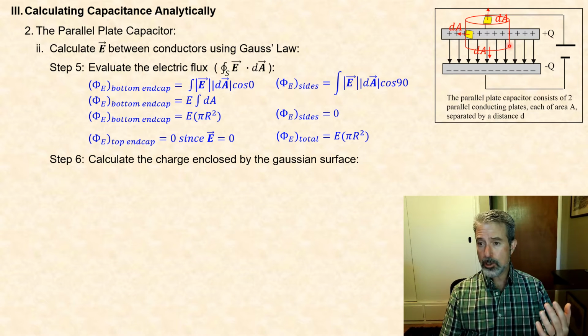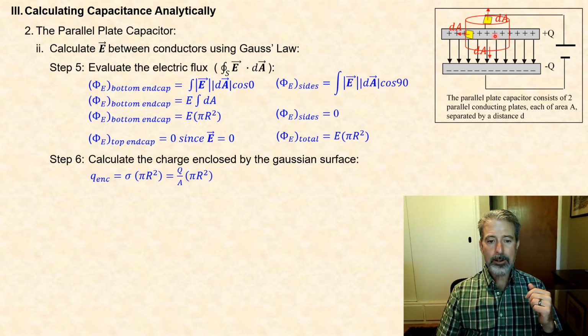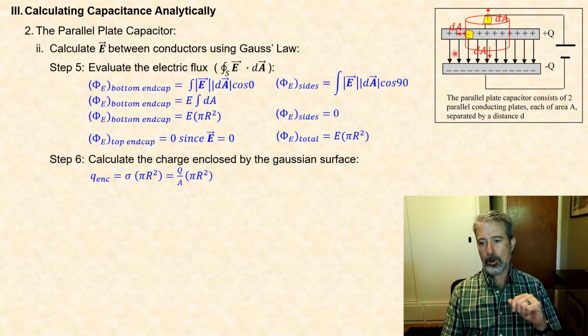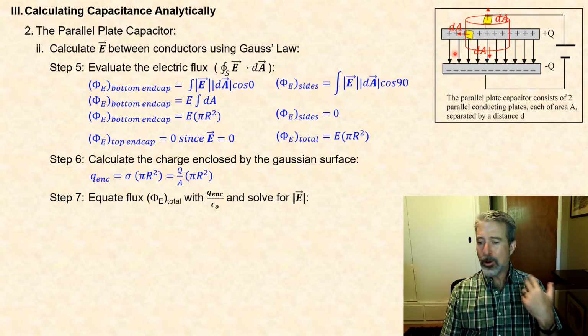to the charge density, sigma, the surface charge density, times the cross-sectional area of our Gaussian surface. So here, sigma, the surface charge density, which we say is the total plate charge divided by the total plate area, times pi r squared gives us the cross-sectional area of just our Gaussian surface. So it's just the enclosed charge that counts. We're now in a position to equate the flux with the enclosed charge.